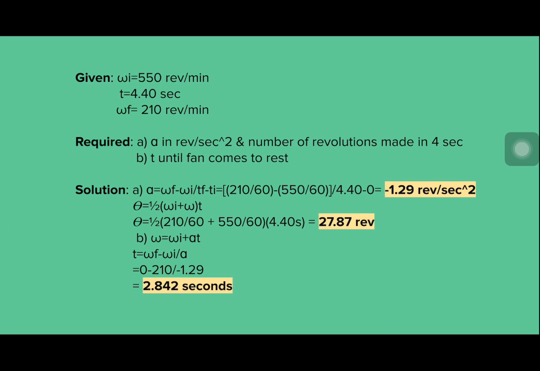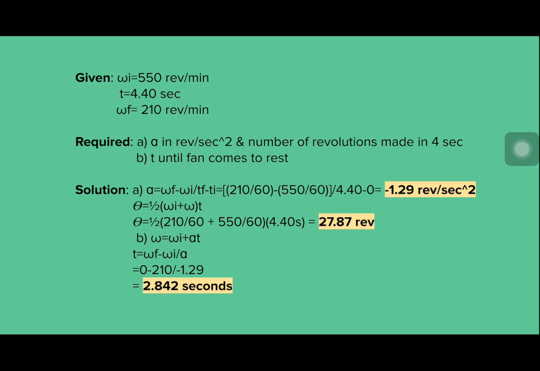For our theta, we are looking for change in theta, how many revolutions were made in that 4.40 second interval. So we use the kinematic equations from linear to rotational. We have theta equals 1/2 times the initial angular velocity plus the final angular velocity, times time. Once again, we convert to revolutions per second by dividing by 60, and then plug it into that equation, and it gives us 27.87 revolutions. So we already have two of our answers.